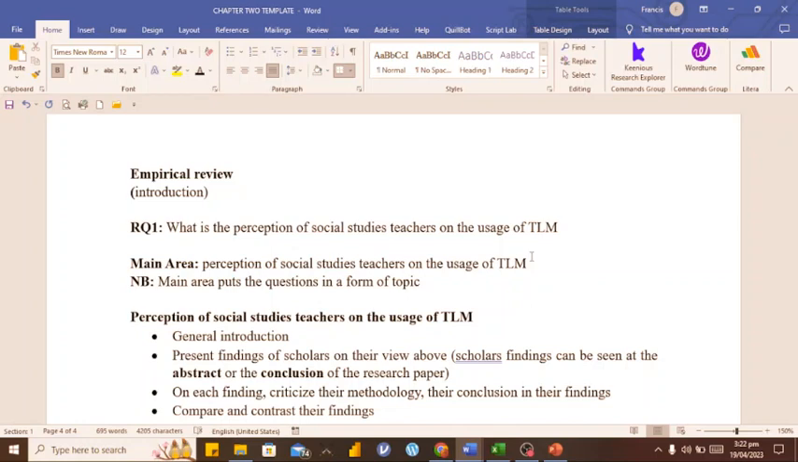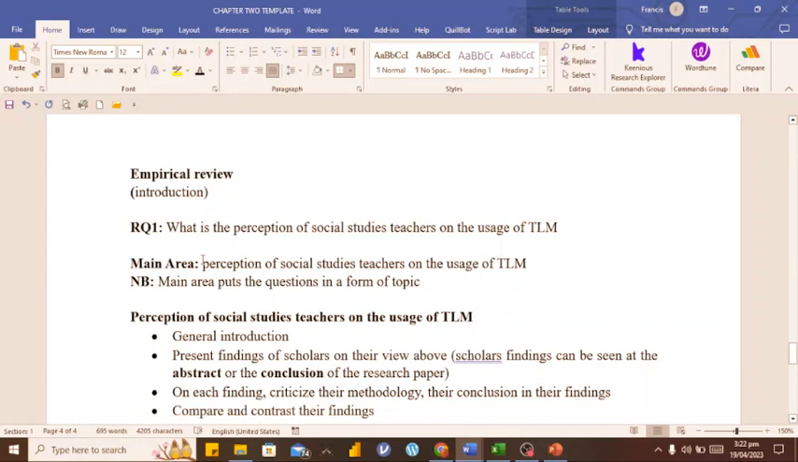So this is my research question 1. Then my main area, instead of this one being framed in the form of a question, I will put it in the form of an objective like this. Instead of "what is the perception," I will write "perception of social studies teachers on usage of TLM." So this one will be my title.